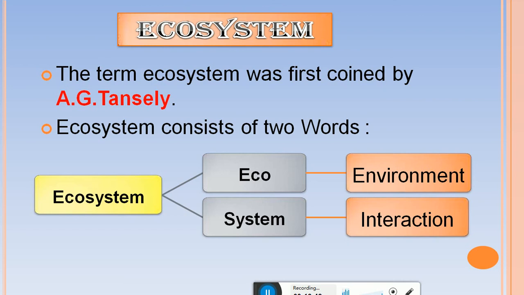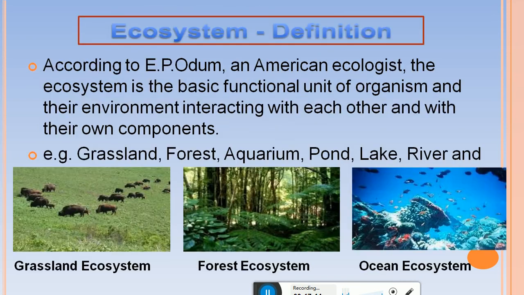Like I told you, the sun is the major source of energy, which is a non-living thing, and it has to interact with the living things. That is, the plant needs sunlight for photosynthesis for proper growth and development. So ecosystem basically consists of the environment and its interaction. It was first coined by Sir A.G. Tansley. According to Odum, American ecologist, the ecosystem is the basic functional unit of organisms and their environment interacting with each other and with their own components.